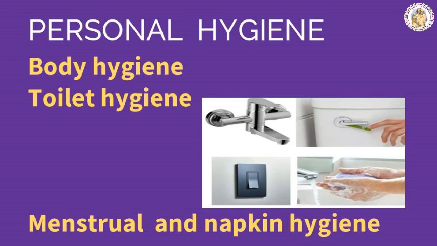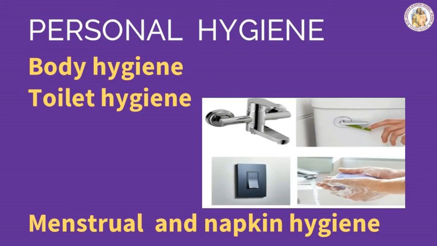Flush handles, doorknobs, paper towel dispensers, light switches and walls should be cleaned with disinfectants to kill harmful germs and bacteria. Hands should be washed thoroughly with soap before and after using the toilets.